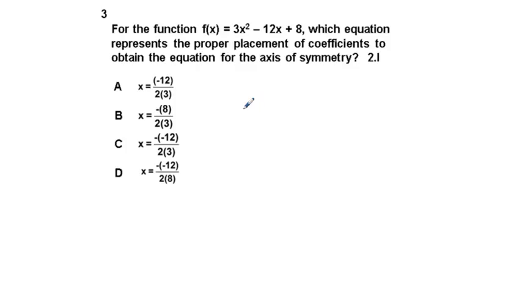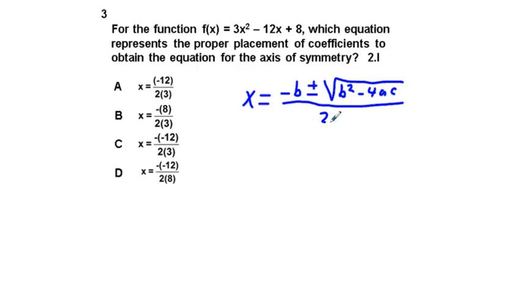Okay, problem 3. The axis of symmetry formula is what really helps with this one, which you need to know. And this stems from the quadratic formula. You have x equals negative b plus or minus the square root of b squared minus 4ac, and that's going to be over 2a.